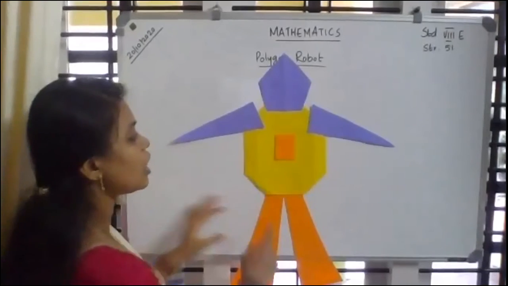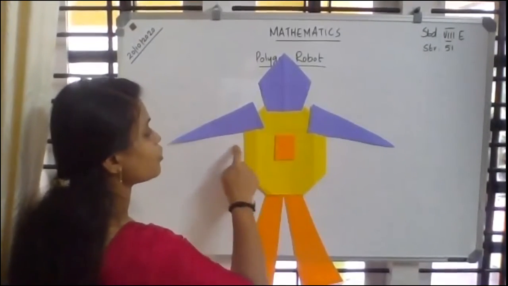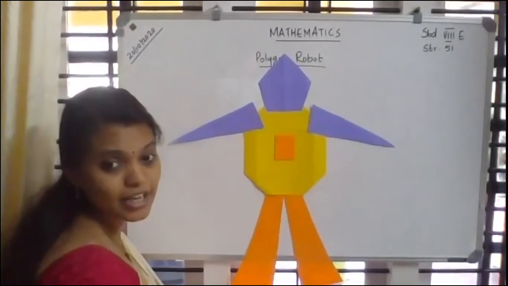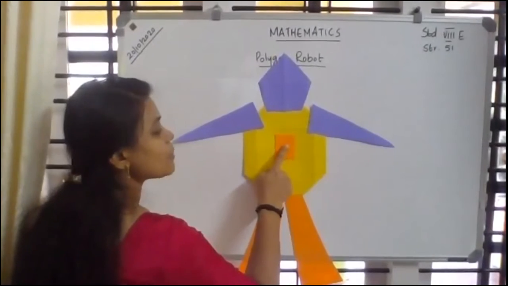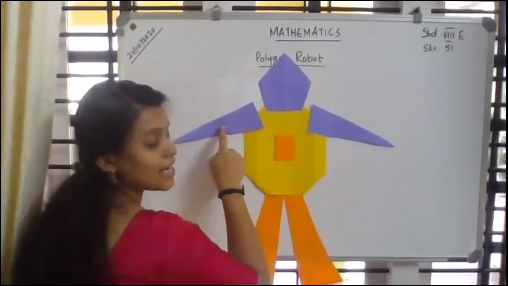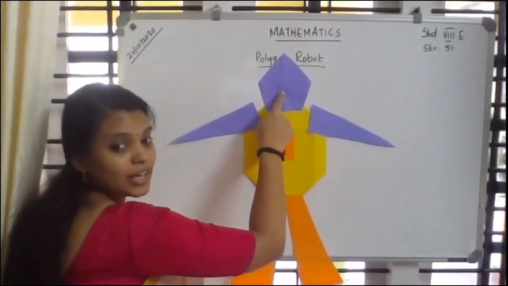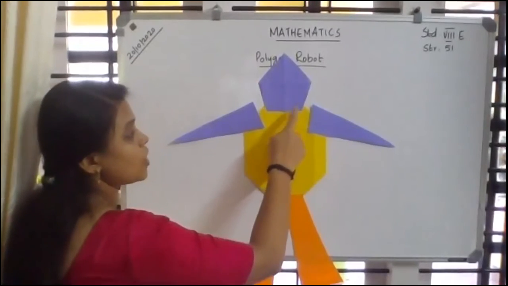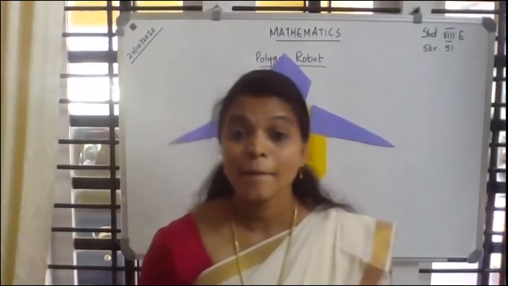Very good. Now the body has 8 sides. 1, 2, 3, 4, 5, 6, 7, 8. So it will be an octagon. Very good. This remote control will be a quadrilateral and these two hands will be triangles. And what about the head? Yes, it has 5 sides. 1, 2, 3, 4 and 5. So it is a pentagon.